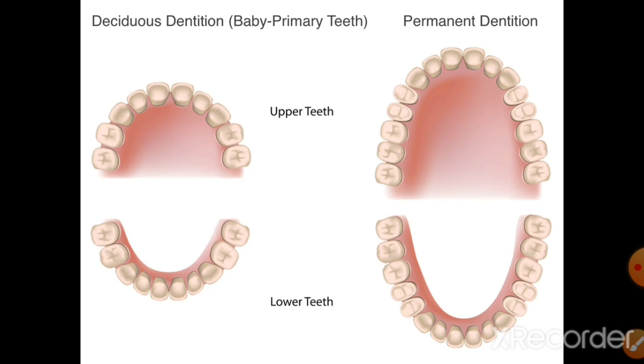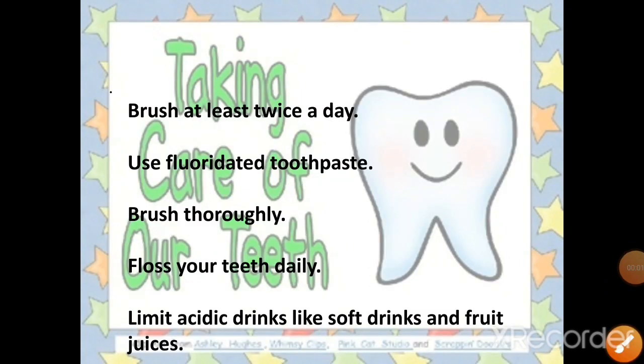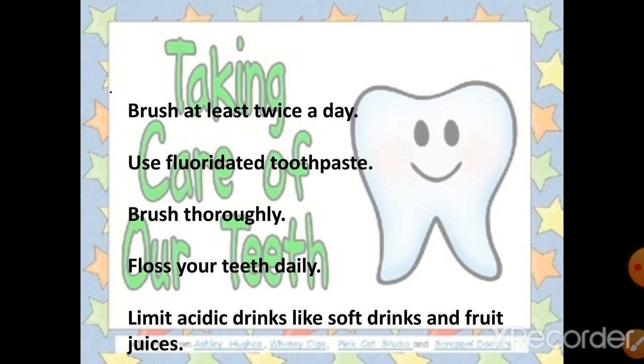Okay, so we now come to taking care of our teeth: brush at least twice a day. Twice a day means you have to brush early in the morning as well as before going to bed. Use fluoridated toothpaste, that means the toothpaste which contains fluorine. Fluorine is a chemical which is said to be very good for the teeth. It retains the strength of the teeth, the hardness of the teeth. That's why you have to use the paste which contains fluorine.